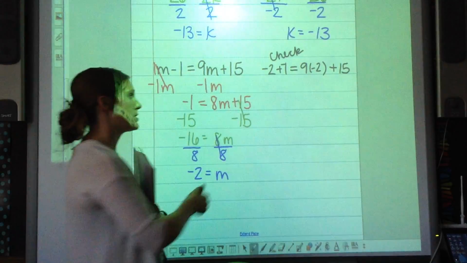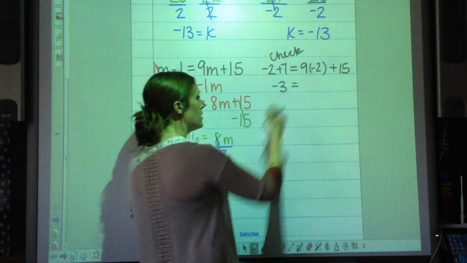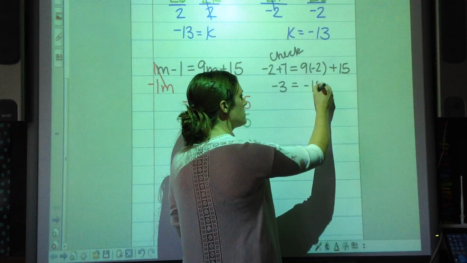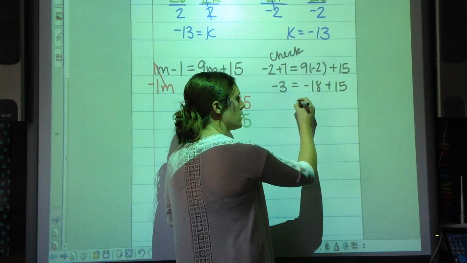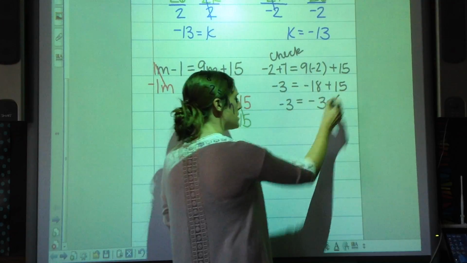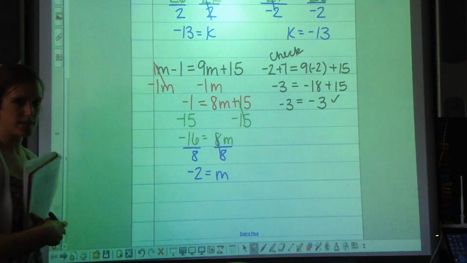Adding rules tell me same sign sum. The right side has a bigger expression. Multiplication first. Okay, negative 18 plus 15, I'm actually subtracting. Because both sides are equal, I know that this is the correct answer.